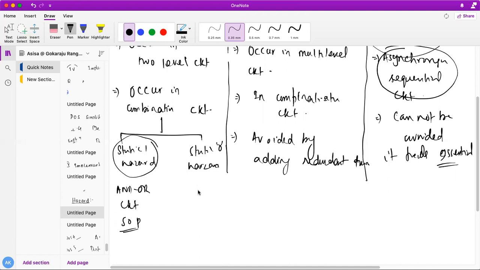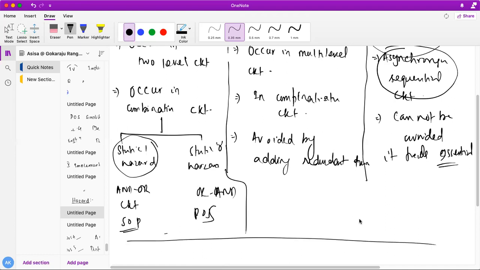Static zero hazard mainly occurs in OR-AND circuits, which are called POS form circuits. Do you all understand? A hazard is nothing else but an unwanted change at the output, due to propagation delay or asynchronous circuit delays. It is an output change which is not required, but comes because of propagation delay in logic circuits.